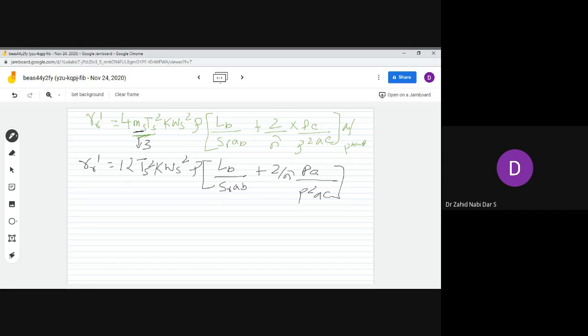Okay, let's do one small problem which has come in the examination. So let's see. Yes, this is the final expression in the examination.